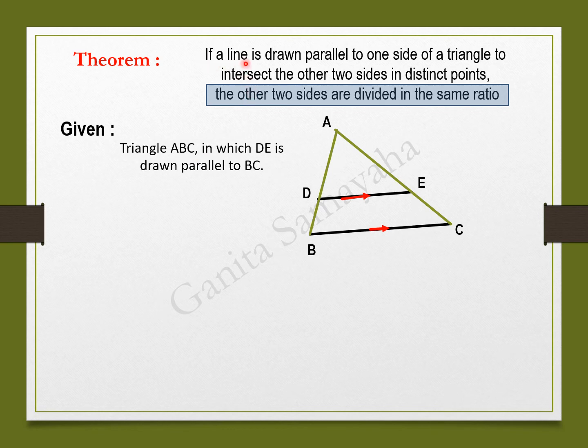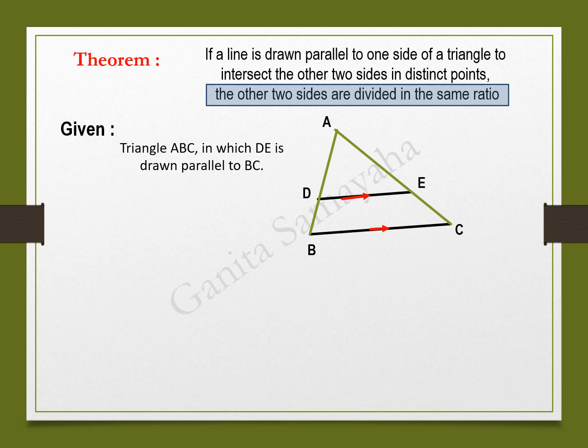How? We have got the statement. If a line is drawn parallel to one side, that means in which we have got this line DE drawn to BC. So we write in which DE is drawn parallel to BC. So this entire given forms the first part of our theorem. Okay, and we can see that in the figure as well. So this is all that is given to us. You are given a triangle ABC in which line DE is parallel to the side BC. This is all that is given to us.